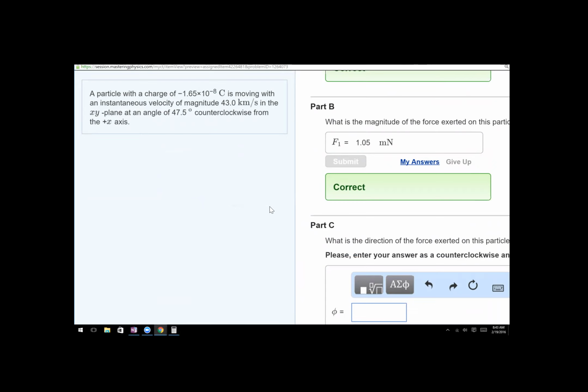Yeah. So all I did, I took the 1.65 times the 43,000 times the sine of, well, we could have just done sine of 47.5 because it's the same, but strictly speaking, the angle's the obtuse one that's in between the V and the B. So I did sine of 132.5 and then times the B, which was 2. So that's all we did there. All right.